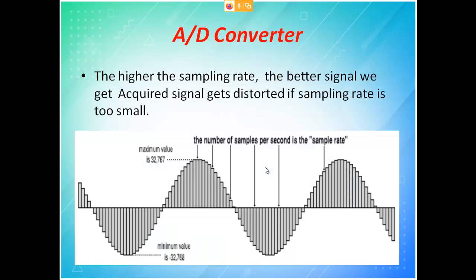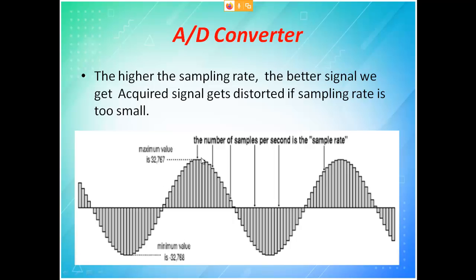A to D converters: each and every instant of your wave is converted into a single analog value, and when you combine all that, again you will get back the original data. Higher the sampling rate, better the signal we get. An accurate signal gets distorted if the sampling rate is too small. This is what I told you.